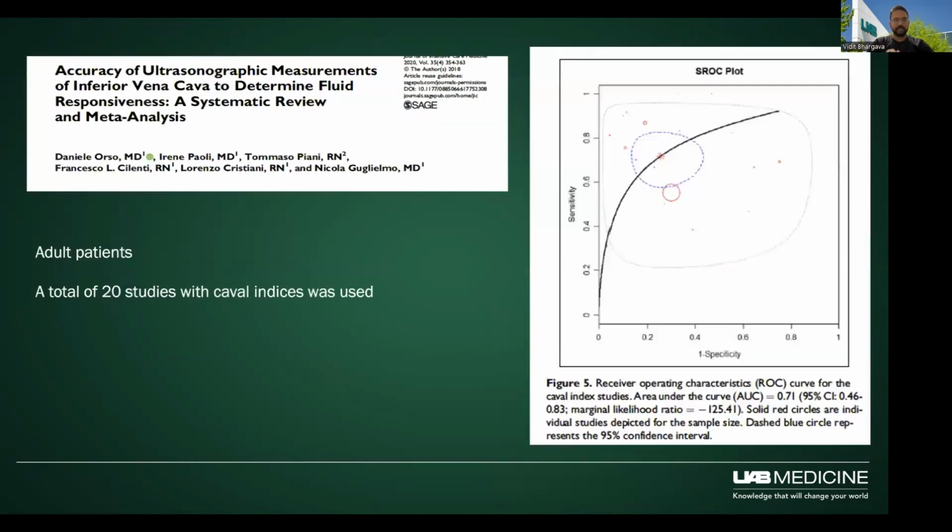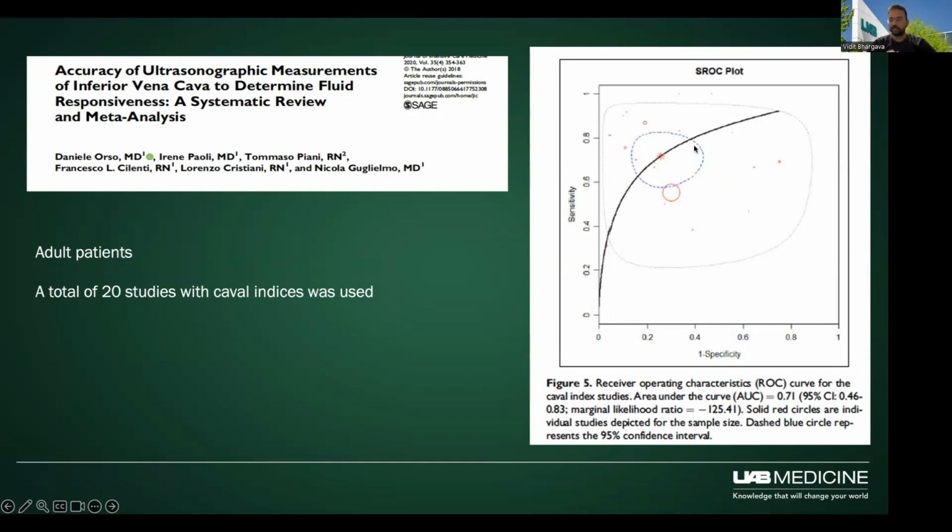Subsequently, there has been a newer systematic review and meta-analysis on this subject. This was done, I think, back in 2020. It included all adult patients, and a total of 20 studies were included in this, where they used caval indexes. So if we look at this ROC curve right here, we see that the ROC is around 0.7, which is not good, which is average.